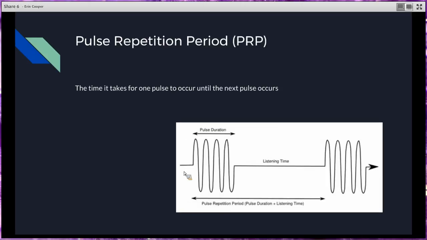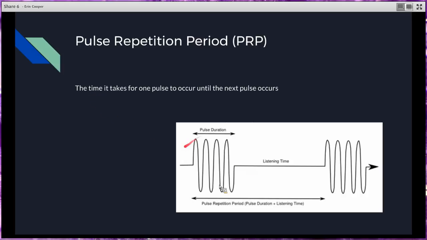The next one is pulse repetition period. So again, if we break down the word, repetition means how long does it take for it to repeat itself? How long does the pulse take for the next pulse to happen? And that's exactly what it means here. The time it takes for one pulse to occur until the next pulse occurs.